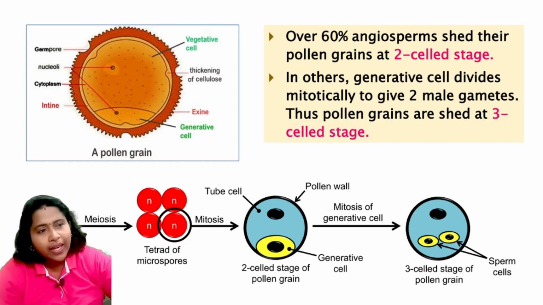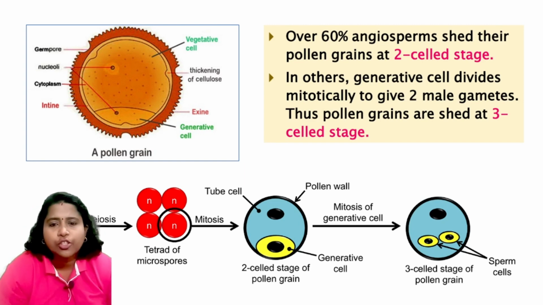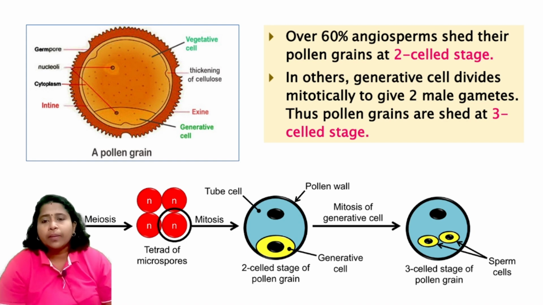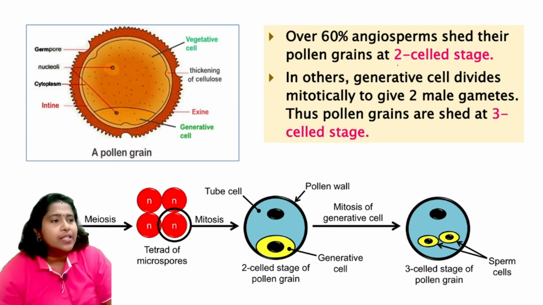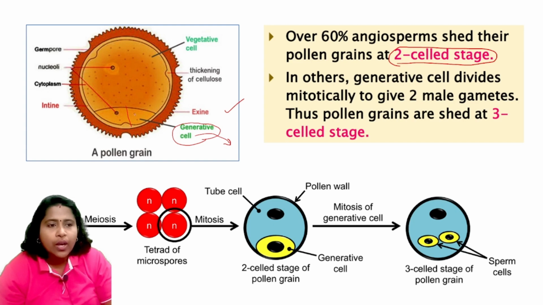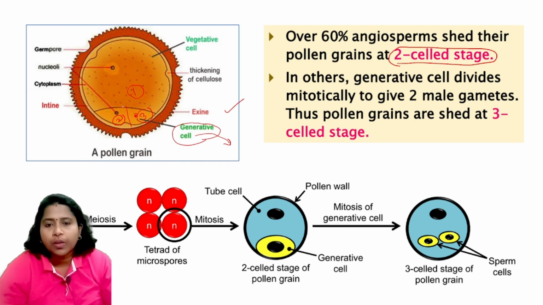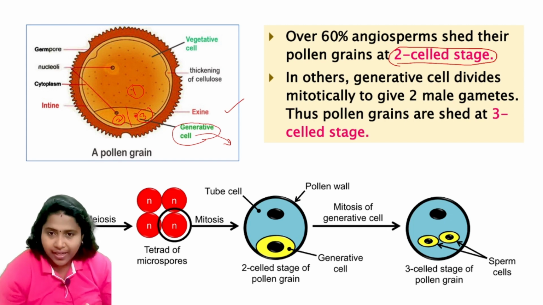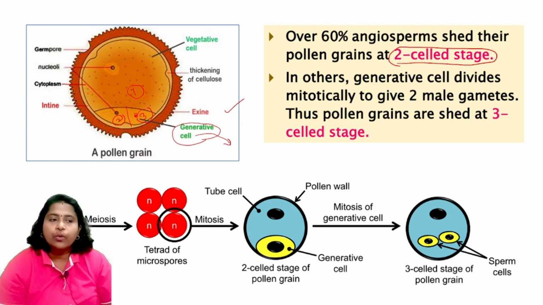Clear? So in nearly 60% of angiosperms, the pollen grains are shed at the two-celled stage. But what happens in the remaining 40%? The generative cell divides again into two. So it produces three cells, a three-celled condition. Some angiosperms shed pollen in the three-celled stage, and some shed it in the two-celled stage.